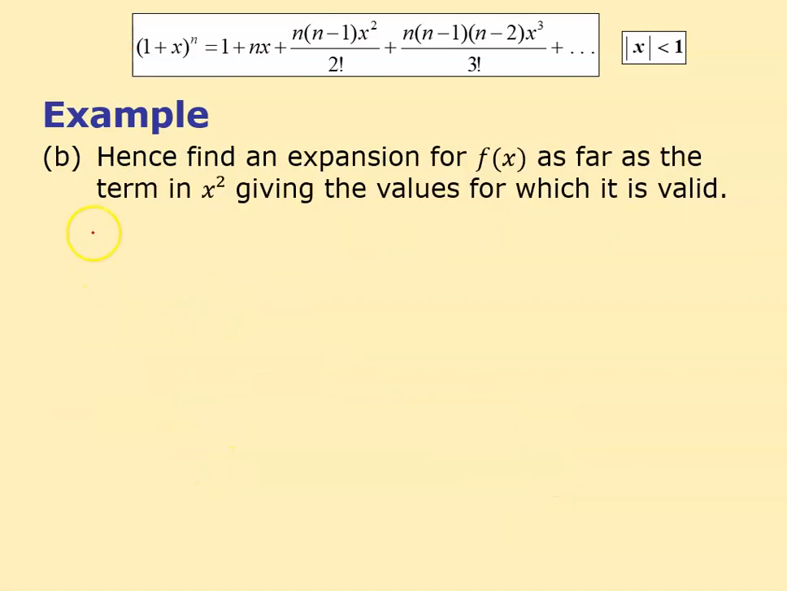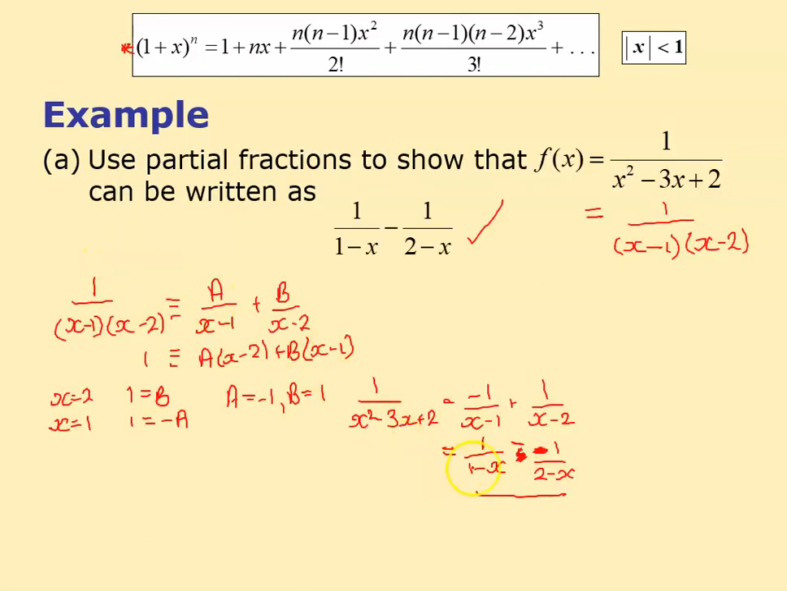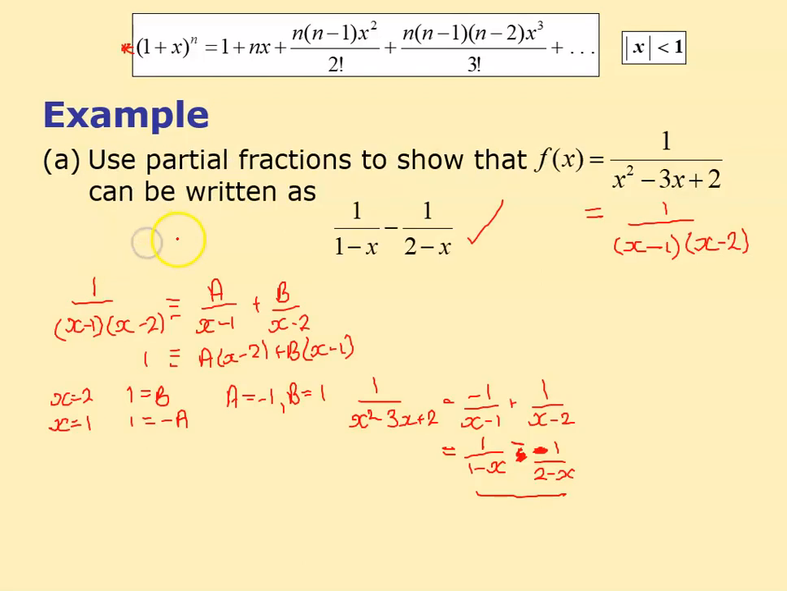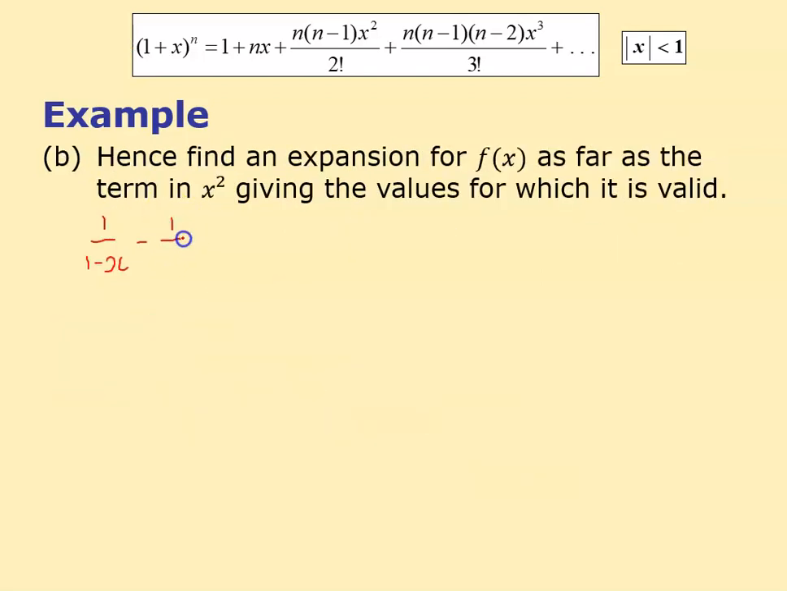So what's it want? So this part B then, it says, hence find an expansion for f of x as far as the x squared term, given the values for which it is valid. So I always miss out that bit, but you definitely get marks for that in the exam. So what did we have? We had this 1 over 1 minus x. Yeah, let's just write that again. 1 over 1 minus x minus, and that's important as we remember, so minus 1 over 2 minus x.